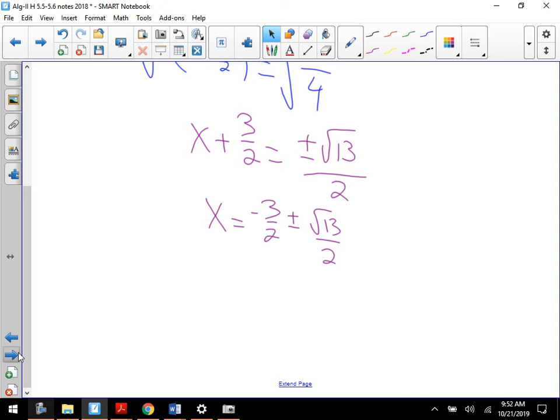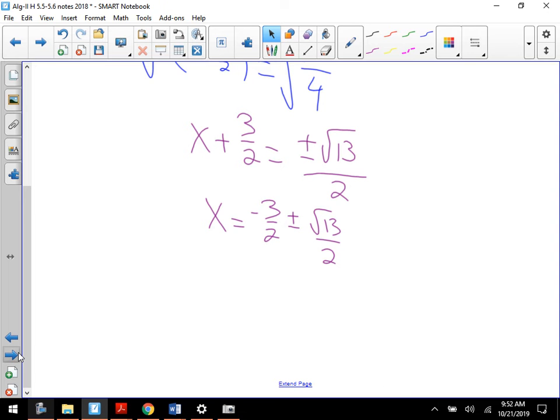Sometimes textbooks or solution guides might write that as one fraction, negative 3 plus or minus root 13 all over 2. You can leave it as 2 independent fractions, and that's fine. Not always will they be the same denominator. Sometimes they're different. But a lot of times, if you do wind up with the same denominator, it will in fact write it as one solid fraction, and this is fine. This method is perfectly fine by me.